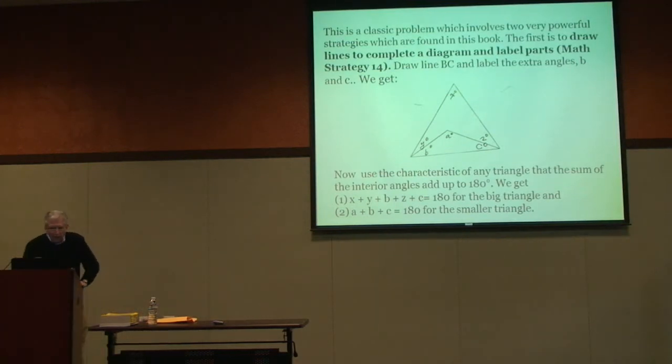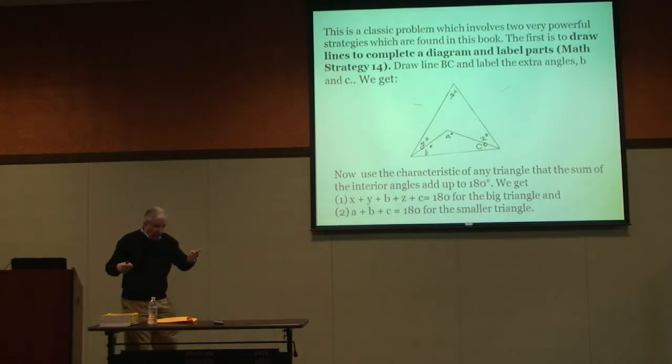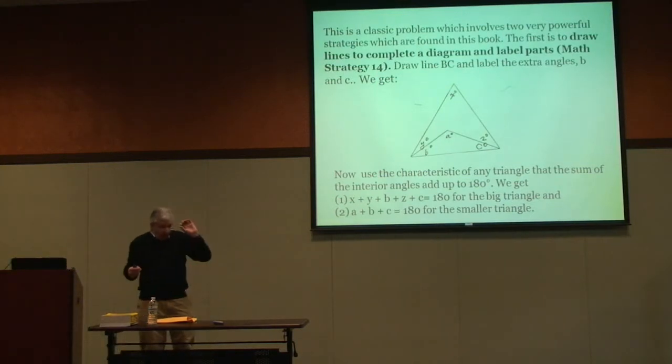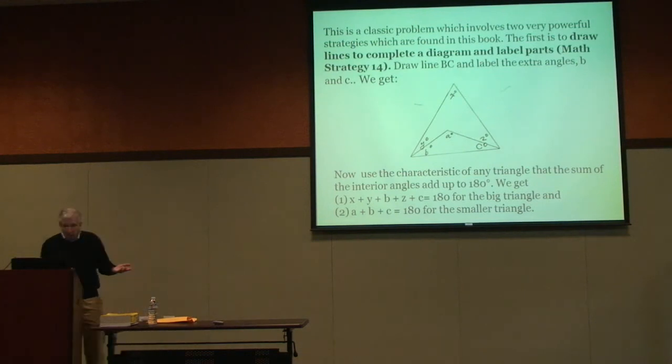So if I draw that line, I start breaking up the figure. I get various triangles. I get x plus y plus b plus c equals 180 for the big triangle. This is the sum of the angles of the big triangle. Of course, that's a basic skill. You got to know the sum of the internal angles in a triangle is 180 degrees. Then a plus b plus c is 180. But now I say to myself, well, how do I find out what a is in terms of x, y, and z based on that?